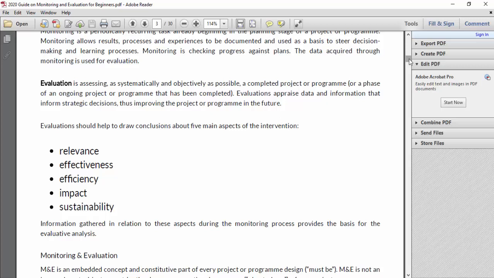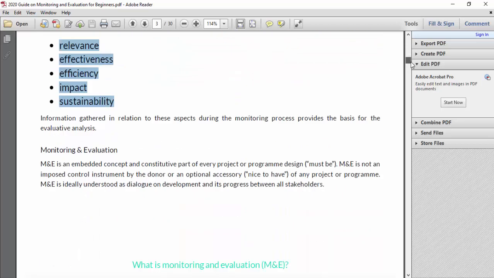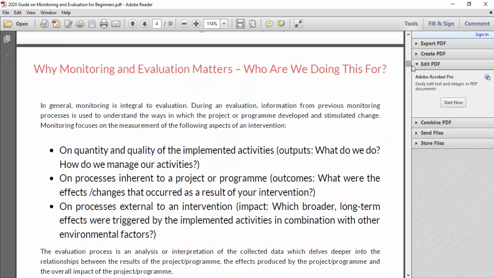So when you talk of the evaluation itself, it usually measures these 5 aspects. Okay, you've got the relevance, you've got effectiveness, efficiency, impact, and sustainability. So those are the 5 main areas it mentions. Okay, so I just thought of explaining that in case you're always having trouble defining what monitoring and evaluation really is. Okay, so now, why is monitoring and evaluation important?